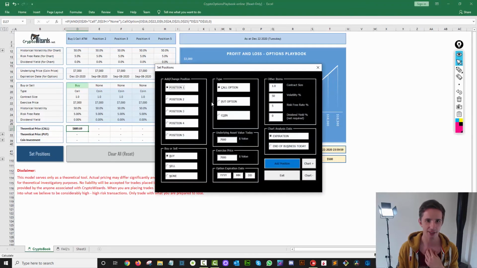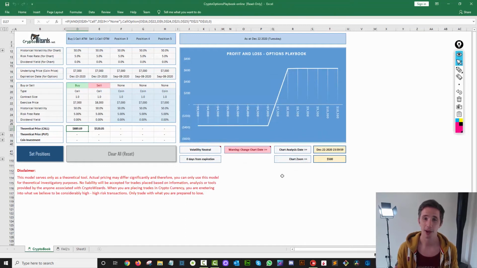And now we're going to add this position 2 in where we're going to sell that call option at $8,000. In other words, taking in as an immediate income that $500 mark with an expiration date of December the 23rd. Add position. And I'm just going to exit out of this right now. Now look at my payoff chart.